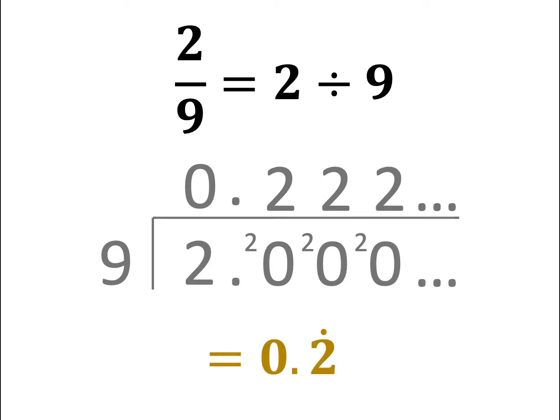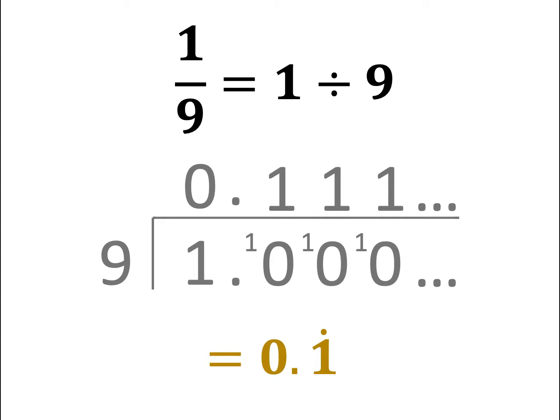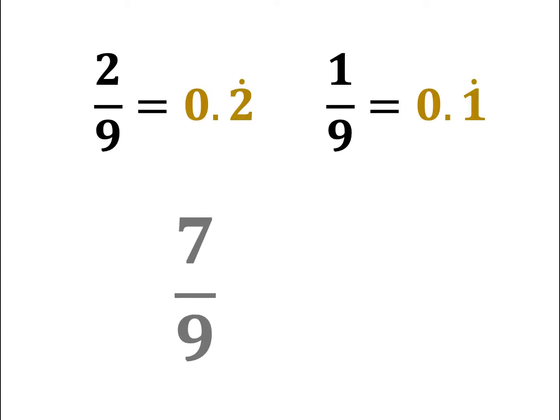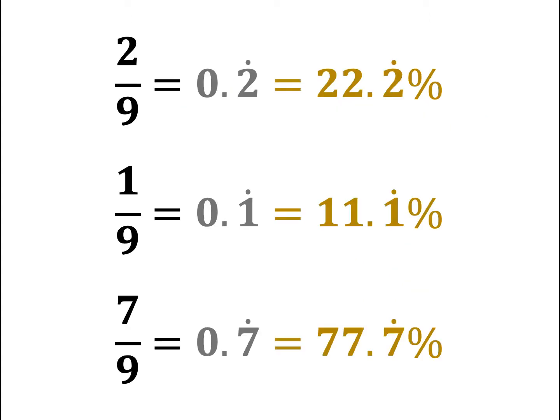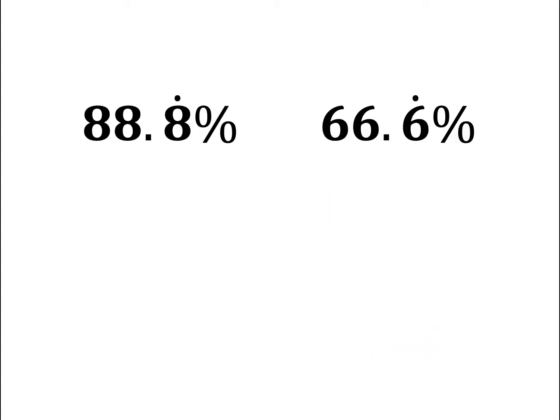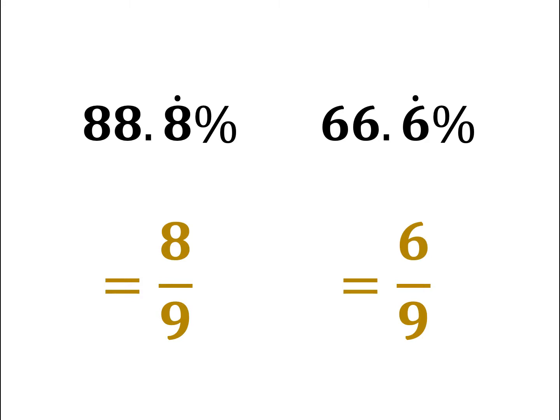We take the same process with 1 over 9 and end up with 0.1 recurring. So without doing a calculation, what would 7 over 9 equal as a decimal? It would be 0.7 recurring. Converting these decimals into percentages, we can see these fractions are the same as these decimals. With that known, what would be the fraction of 88.8 recurring percent, or 66.6 recurring percent? The answer would be 8 over 9 and 6 over 9.